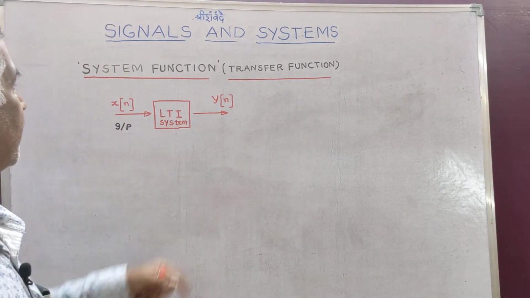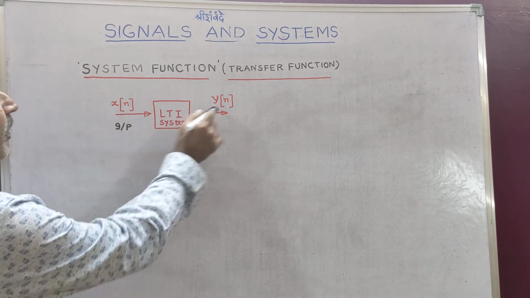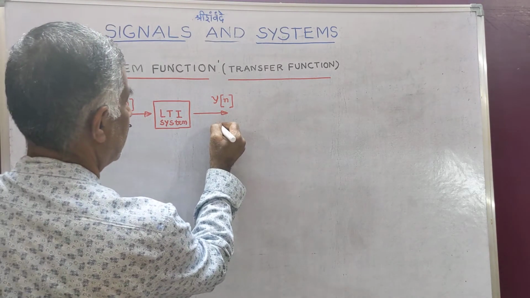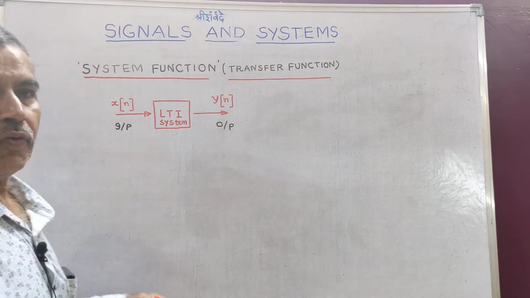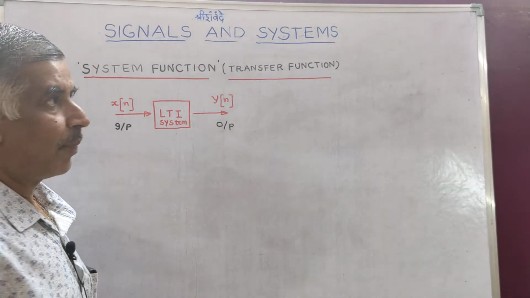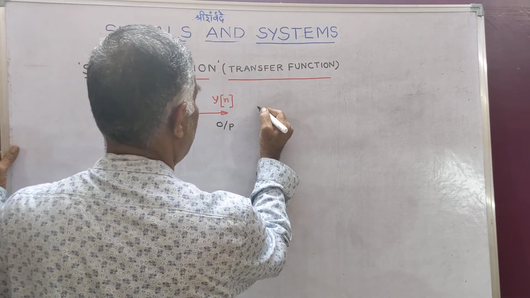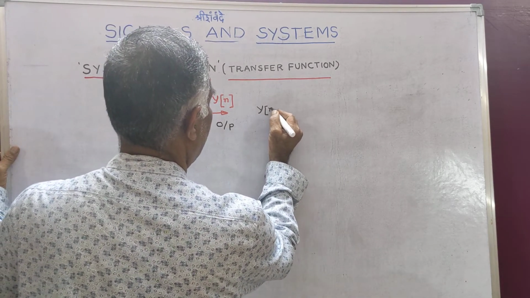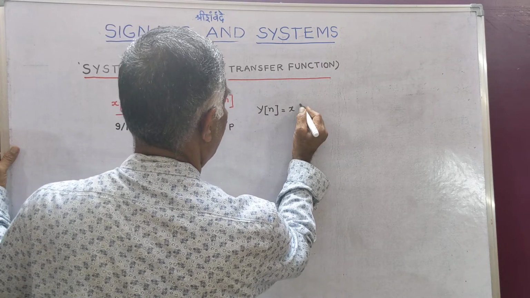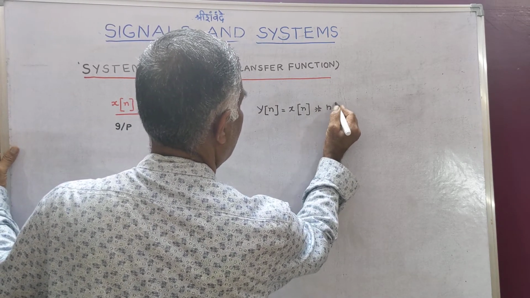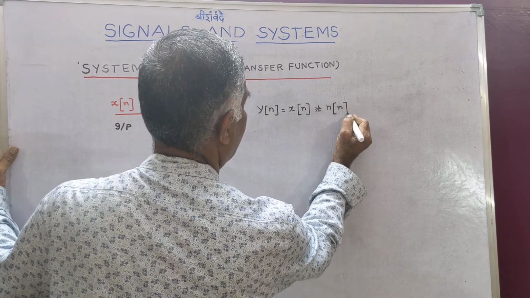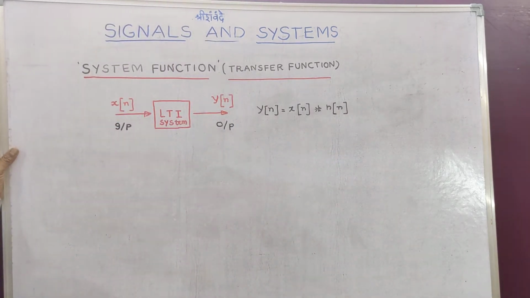Now this is an LTI system with x[n] as input and y[n] as output. Now we know from the convolution chapter, what is y[n]? y[n] is equal to x[n] convolving with what is known as the impulse response, h[n].